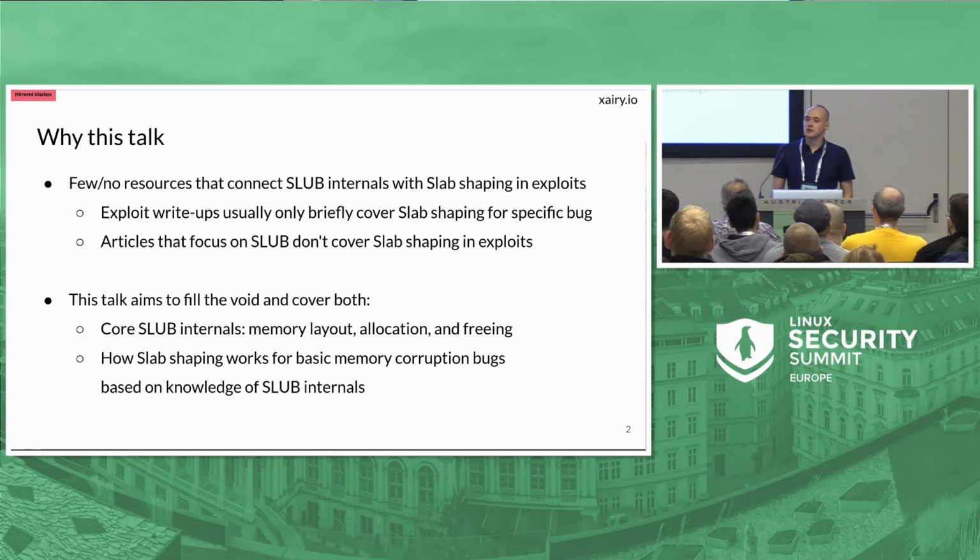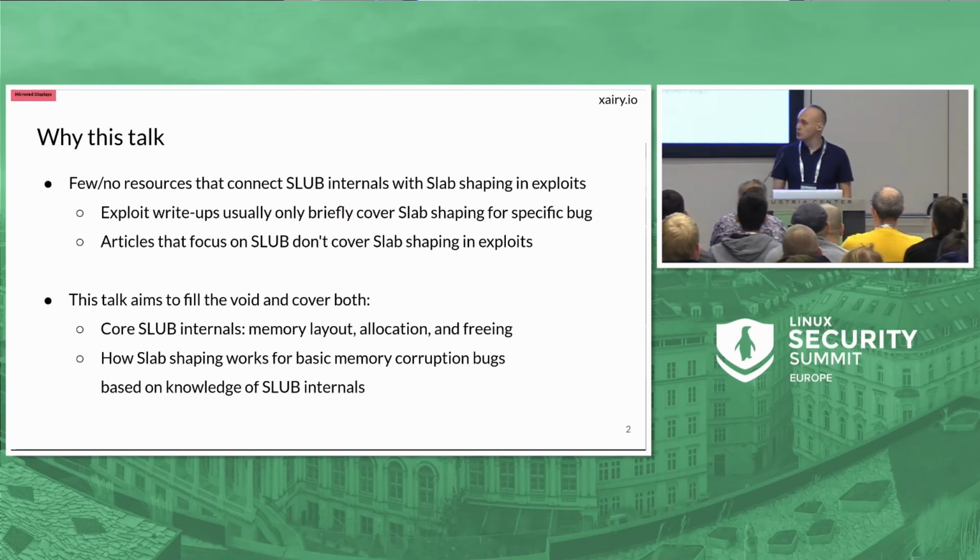So I do read quite a lot of write-ups or other resources about the Linux kernel, and what I noticed is that people who write write-ups for exploits, they don't go deep into explaining the internals of the allocator to explain how they shape slab memory to make the exploitation of a slab corruption possible. And then we do have some articles that explain the internals of the SLUB allocator, but the problem is that those don't cover how the SLUB internals are connected to the actual shaping of slab memory in exploits.